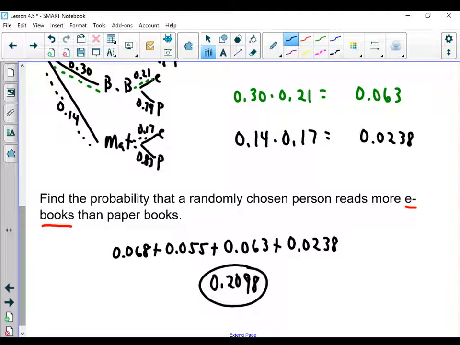So tree diagrams, again, a nice way to organize things as we start looking at different sample spaces. And then once we have that organized, it's a nice way to answer different probability questions.